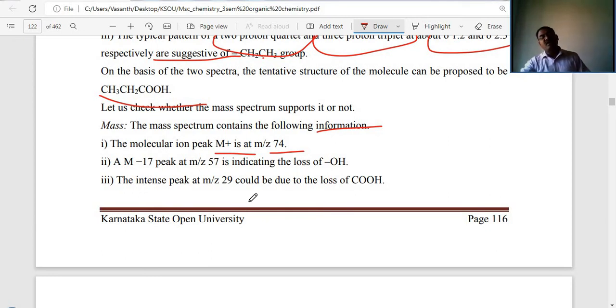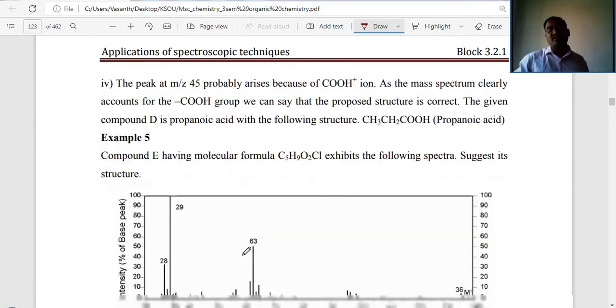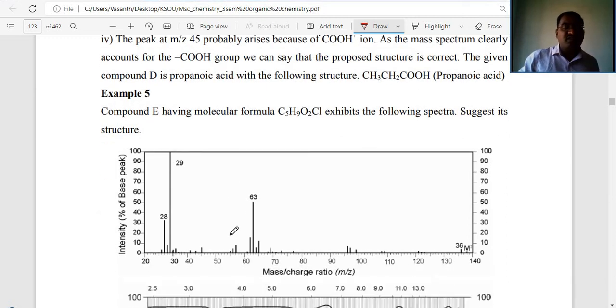M minus 17 peak at m/z 57 was indicating the loss of OH. The intense peak at M minus 1, m/z 29, would be due to loss of a proton. This is some other example they mentioned here.